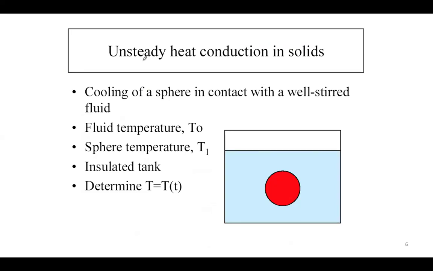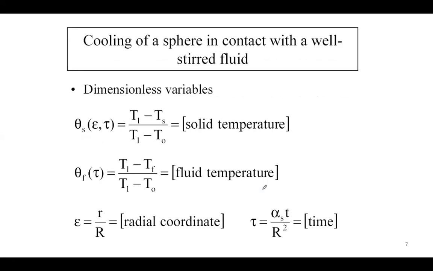For example, if you have a cooling sphere in contact with a well-stirred fluid, for example, you have an insulated tank, you have a fluid temperature T0, and then you have a temperature T1, and then suddenly you put it in, for example, you have a hot ball, and then you put it into cold water. What is the temperature of this ball, for example? This is also the same, using theta as the dimensionless variable for temperature as a function of position, and this is for the temperature as a function of radial coordinate and time, this one.